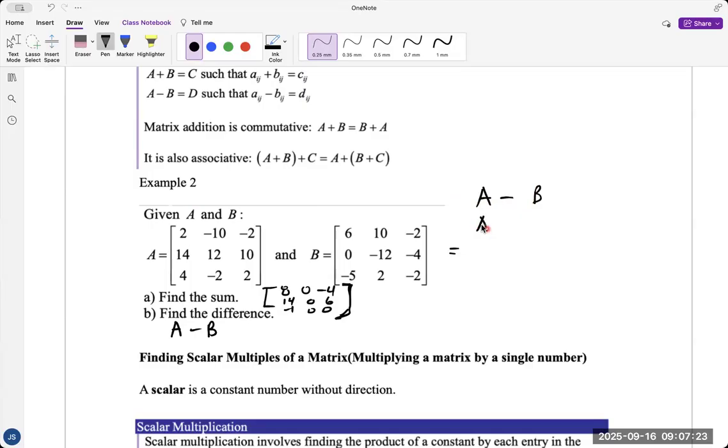So I think what might be better is if instead of doing A minus B, I can turn the subtraction into an addition problem, but only if I make the matrix B opposite of everything it currently is. So that might be a better choice to do this. However you want to do it is up to you, but let's go ahead and subtract it.